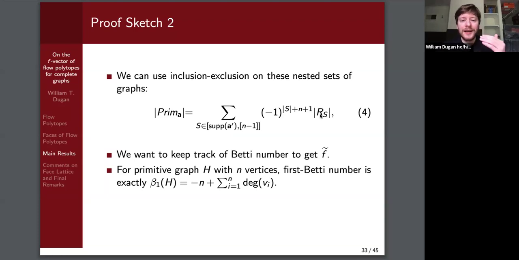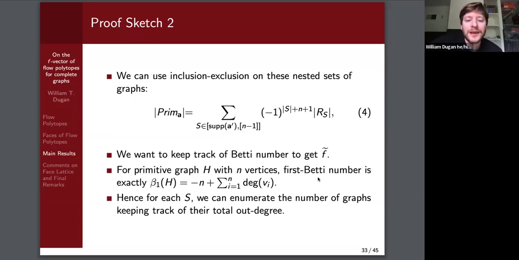So the idea is if your graph is a primitive graph, then you can compute its first Betti number immediately. Its first Betti number is completely determined by the sum of the out degrees of its vertices. So h is primitive means that the first Betti number is negative n plus the sum of the out degrees of all the vertices. And this is basically just a modification of the handshake lemma and the definition of first Betti number.